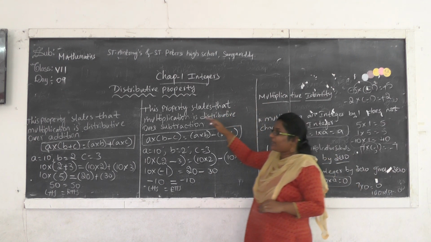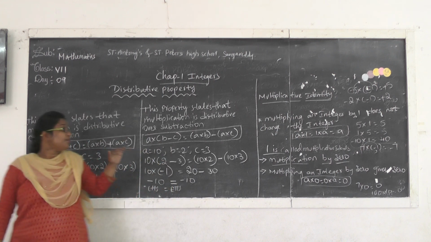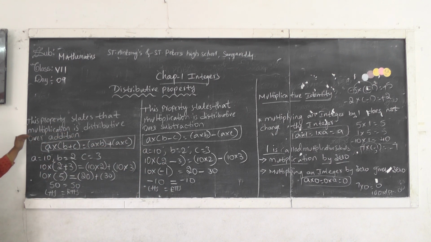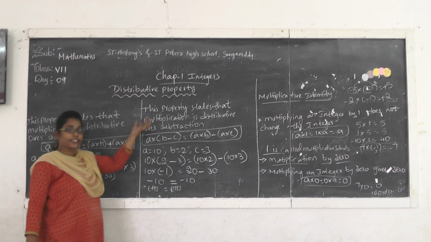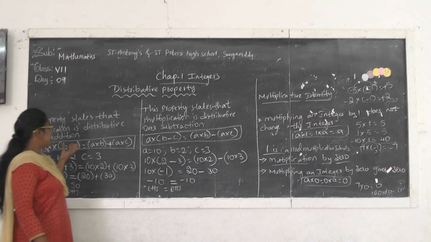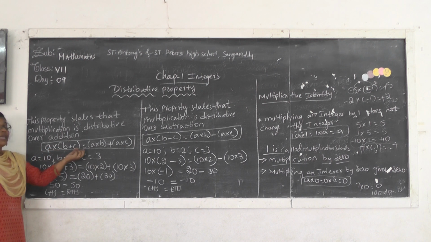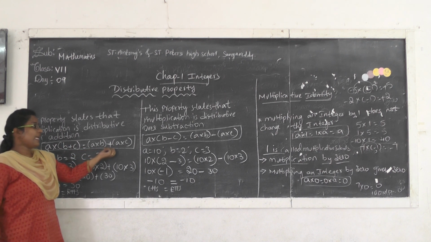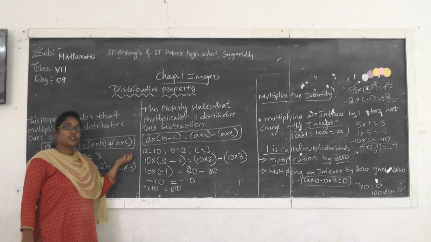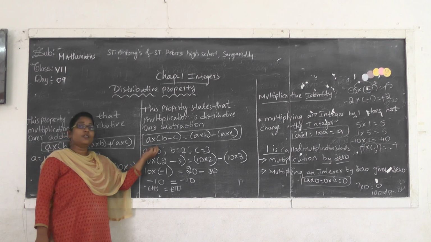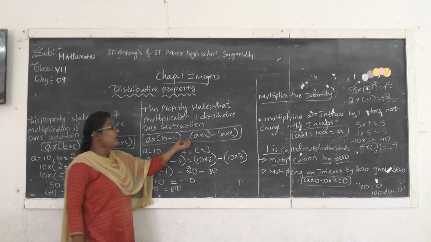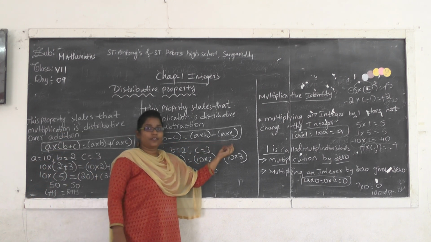In the distributive property we discussed multiplication over addition as well as multiplication over subtraction. What is the distributive property, multiplication over addition? A into (B plus C) equals A into B plus A into C. Multiplication over subtraction is A into (B minus C) equals A into B minus A into C.